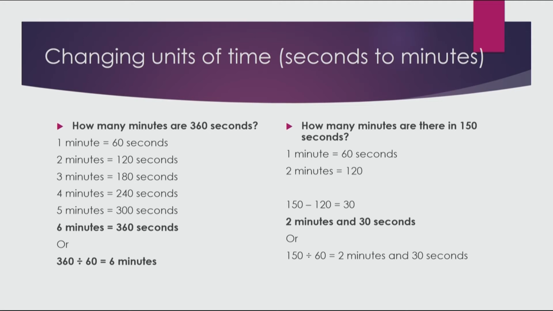If this seems to be quite complicated, you can say 360 seconds divided by 60, because a minute is 60. So you divide by 60. So you say 360 seconds divided by 60, it is the same as 6 minutes. So 6 minutes is equal to 360 seconds.